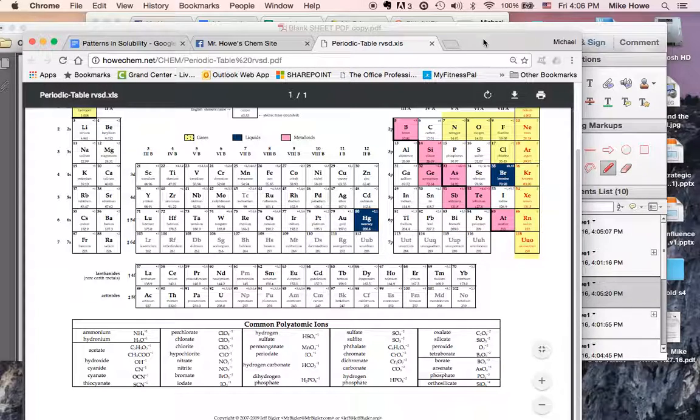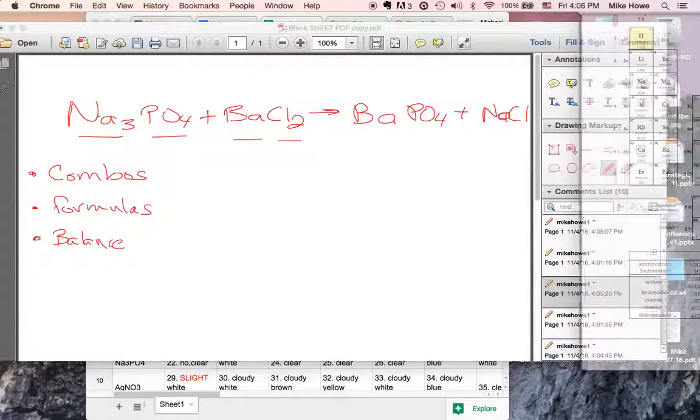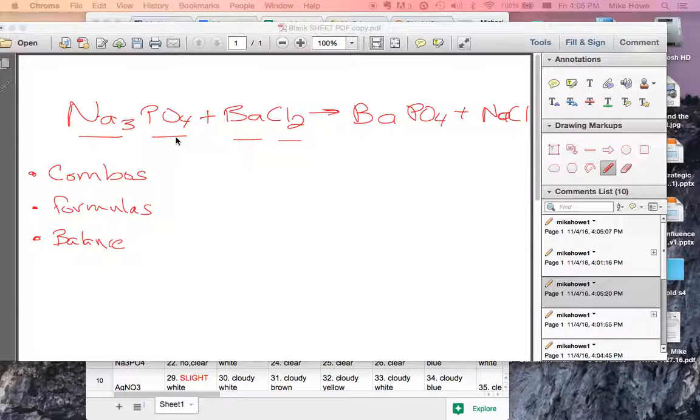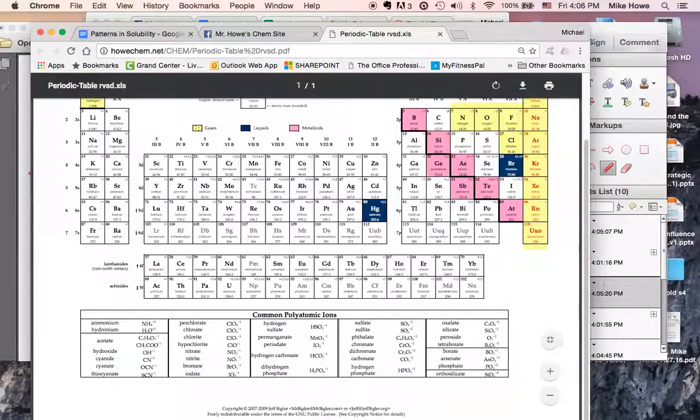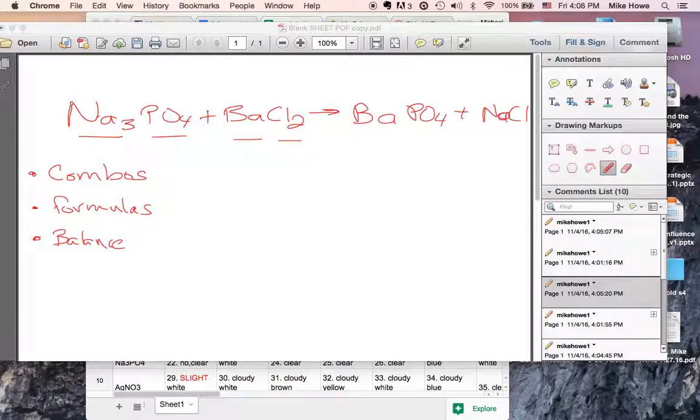So if you go back to the formulas that we have here, you'll notice that PO4 is a polyatomic ion. Here it is. PO4 is right over here. It's called phosphate, and that 4 is part of the phosphate. So it gets carried over to the other side. The 3 here and the 2 here are not part of the phosphate, are not part of polyatomic ions, so they don't get carried over.